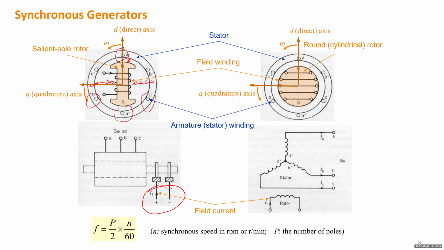But if you have more poles, say 4 poles, and still want the generator to generate electricity at 60 hertz, the N can be only half of the 3,600. If you further increase the number of poles, the speed can be even lower. So the more poles, the lower the speed at which the generator can operate in order to generate 60 hertz electricity.